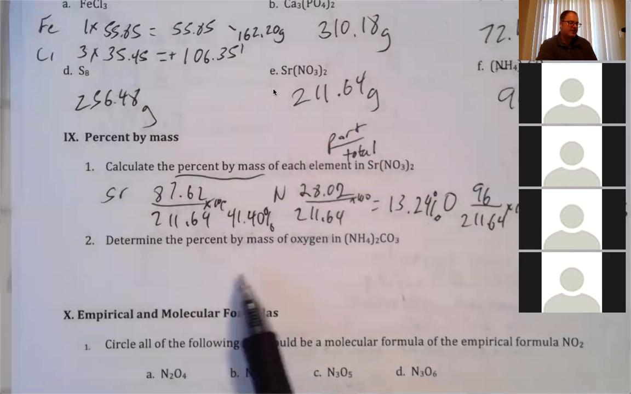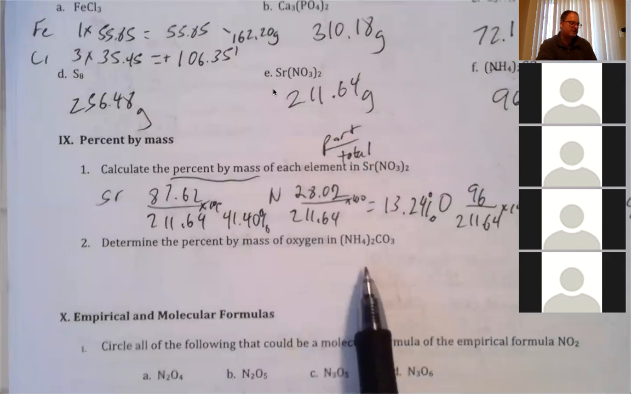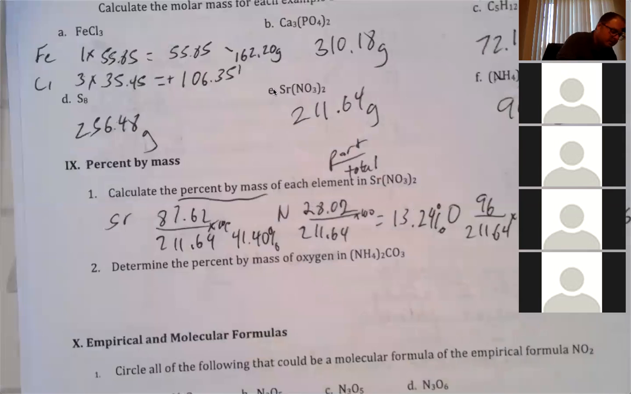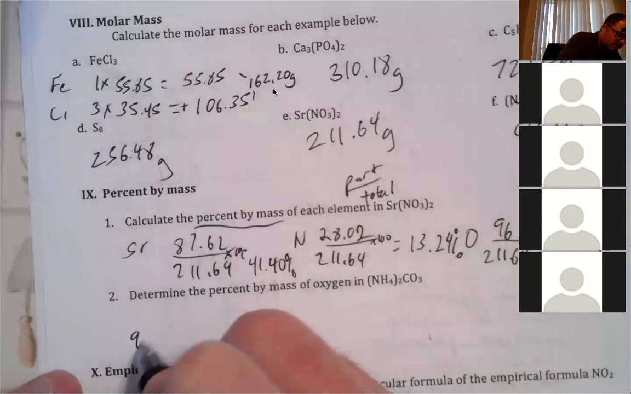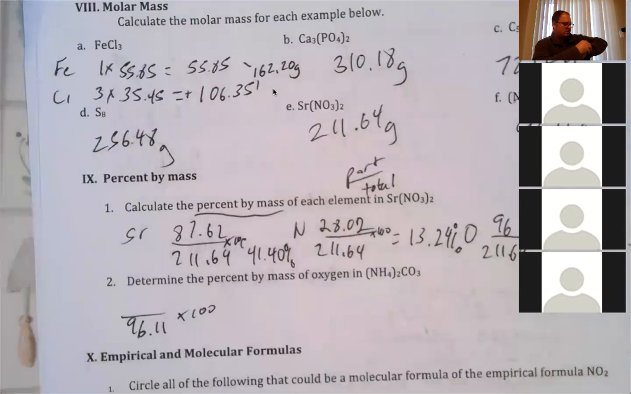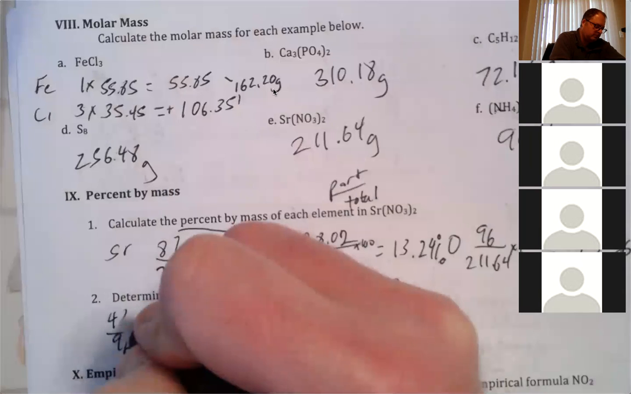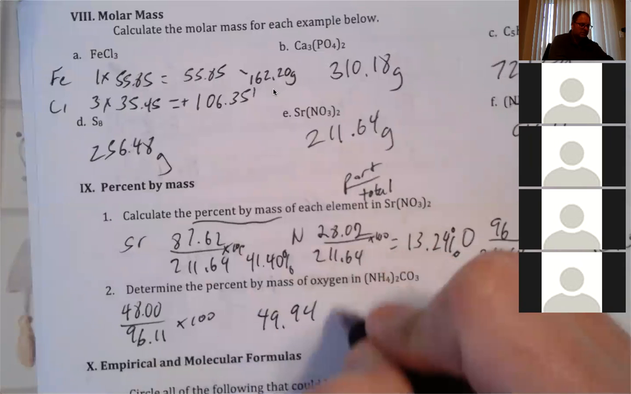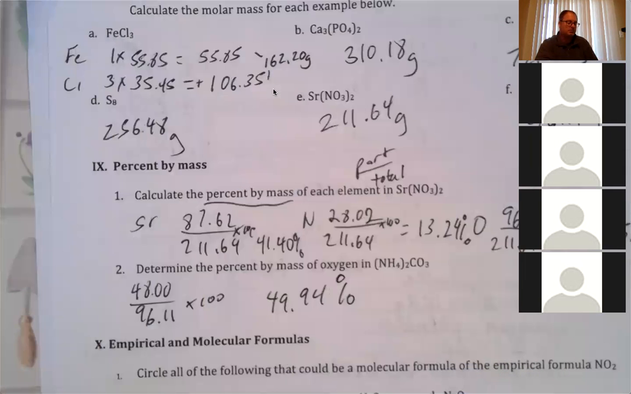Determine the percent mass of oxygen in ammonium carbonate. Well, we have the ammonium carbonate right here. It's 96.11. So that's our total. We have 3 times 16. The answer is 48. So we have 48 divided by 96.11 times 100. The answer is about 49.9427. So it's 49.94% oxygen.